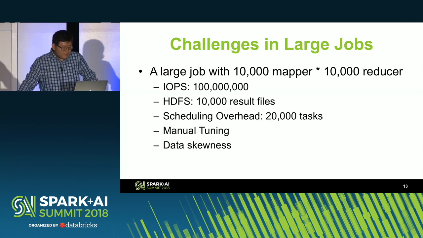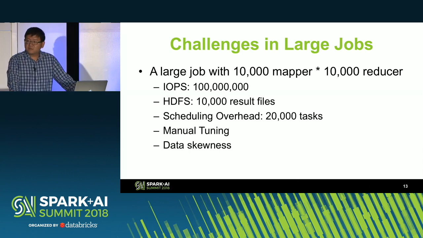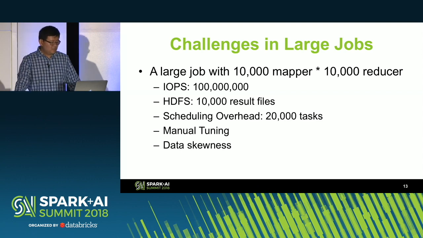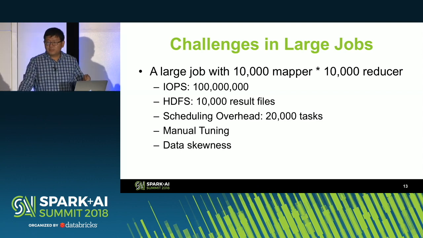Also, in this job, we have 10,000 reducers. Each reducer generates one HDFS file, so we will generate 10,000 files. Actually, it's an overhead for the name node. Also, we have 20,000 tasks in this simple job. The scheduler also has a big overhead on the driver side. For this extremely large job, we have to tune it one by one. Especially, it will be very difficult if there's data skewness.